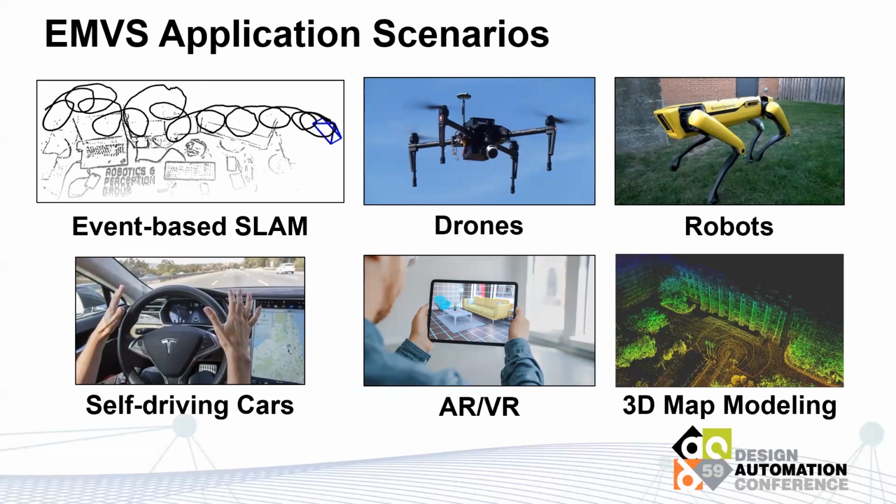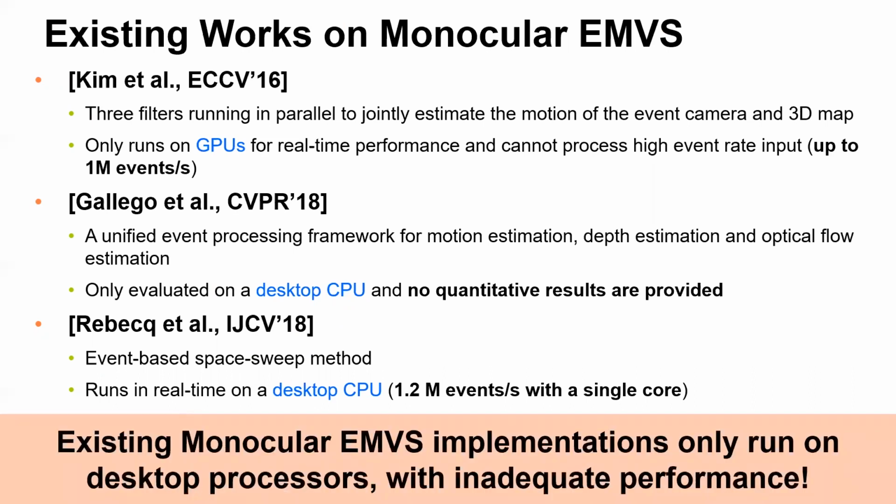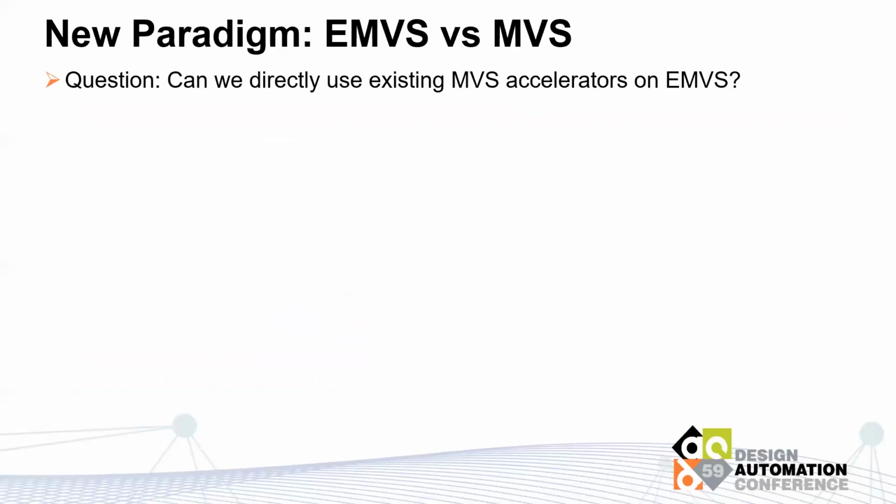Benefiting from the low power consumption of event cameras, EMVS is especially competitive when implemented on embedded platforms, such as drones and robots. However, there is no efficient implementation of monocular EMVS on embedded platforms. We reviewed existing works and found that they all implement EMVS on desktop CPU or GPU, with an event processing rate around 1 million per second, which is to say, existing monocular EMVS implementations only run on desktop processors with inadequate performance. And this brings us to the following question.